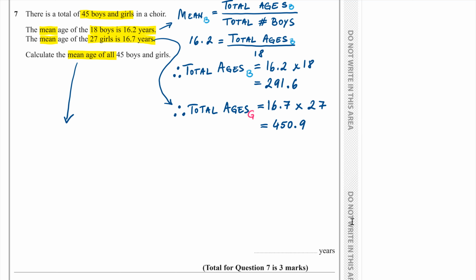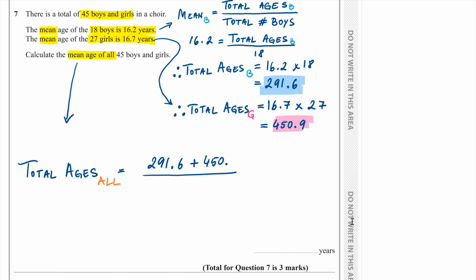Putting all of these together, the mean age of all boys and girls is 291.6, the total ages of boys, plus 450.9, the total ages of girls, divided by 45, the total number of boys and girls. And this is 16.5.